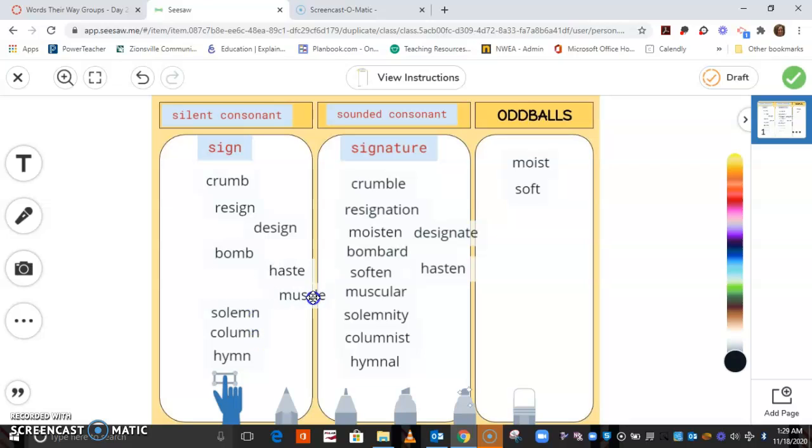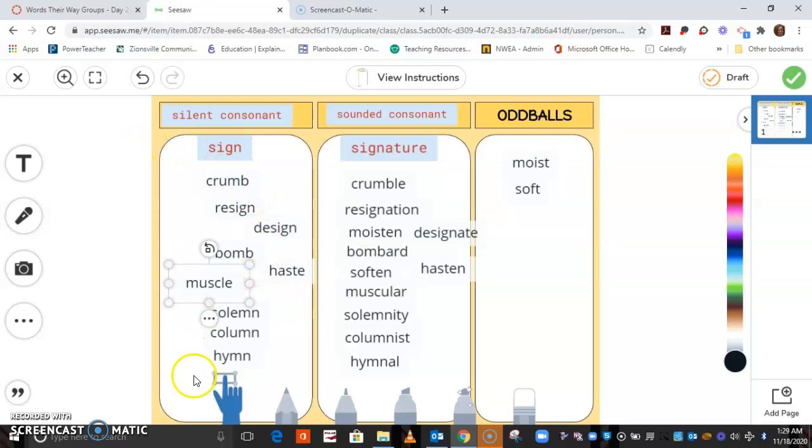One difference being muscle and muscular. Okay, muscle, we are M-U-S-C, but then we drop that LE to add the ULAR ending. Okay. And let's see. I think that's it. I might be missing one, but I think that's all of them.